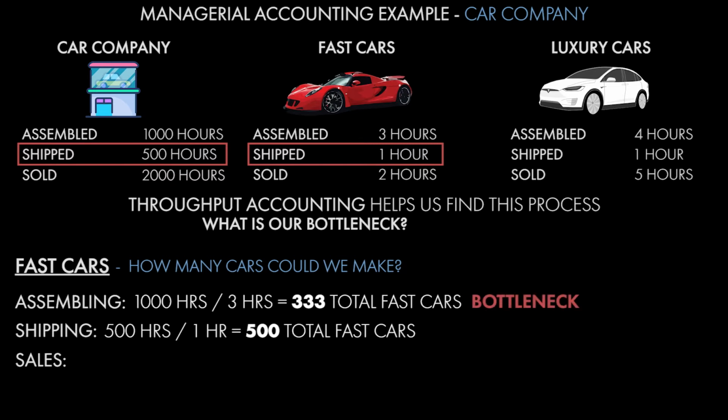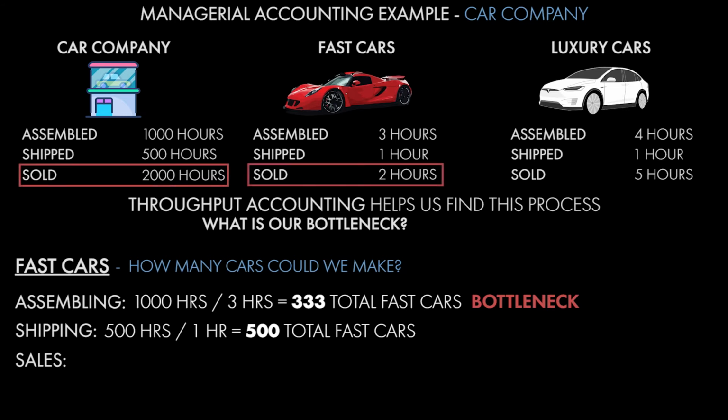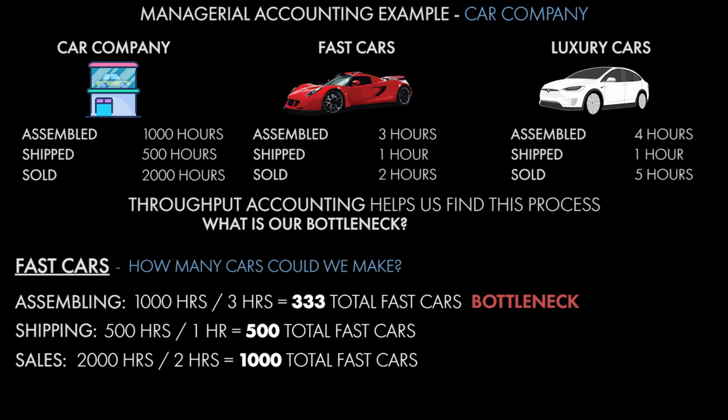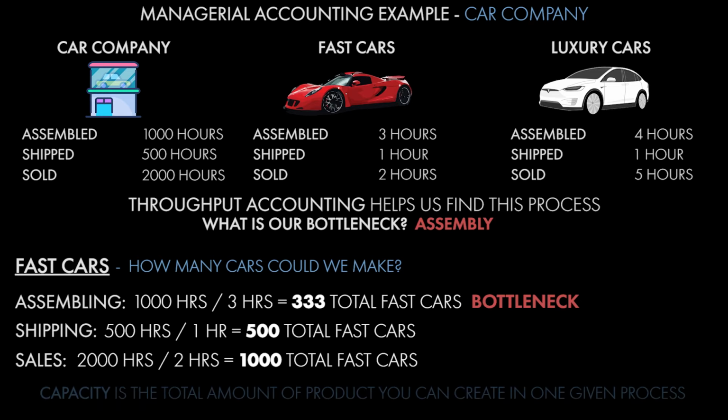But let's dive into the sales process just to make sure. We have 2,000 total sales hours, and each fast car takes 2 hours to sell, so we can make 1,000 cars based off our selling process. So we can make 333 cars assembled, ship 500 cars, and sell 1,000 cars. So what's our bottleneck? It's going to be assembling. Assembling has the least amount of capacity that we can possibly use. Remember, capacity is the total amount of product you can create in one given process.